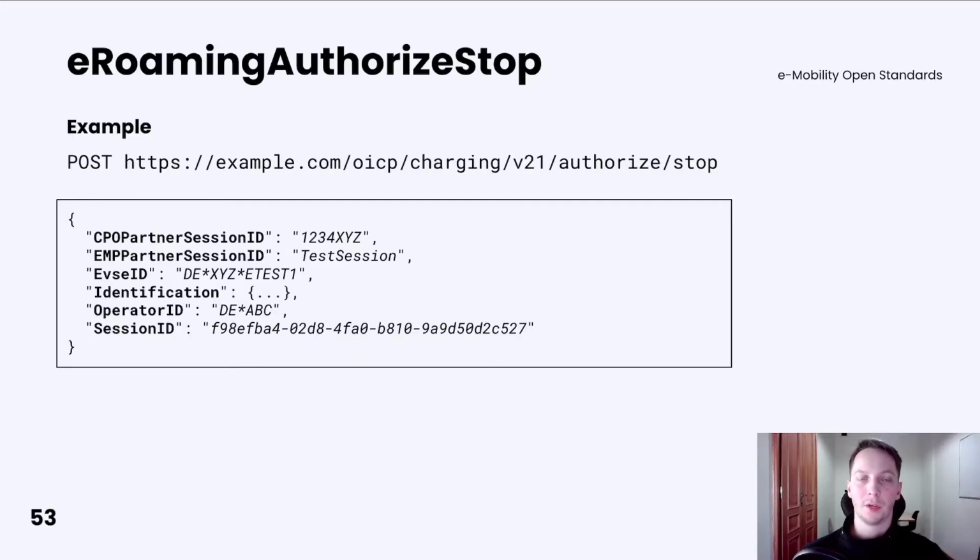The request for eRoamingAuthorizeStop is very simple and looks similar to AuthorizeStart. Worth remembering is that ev-cpo ID is again optional because it can be derived based on session ID. Nonetheless, it's also recommended to provide that for better debugging.